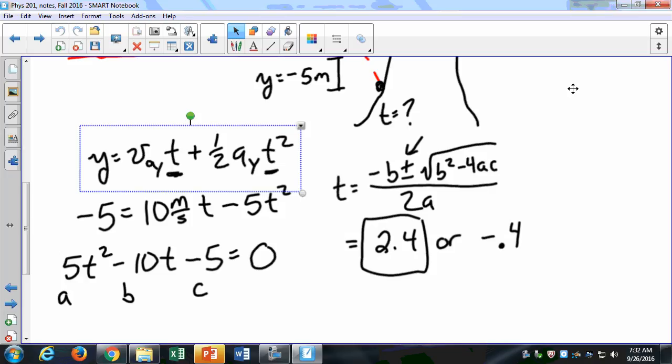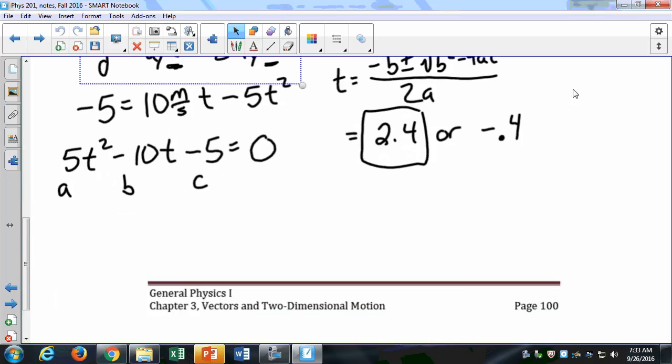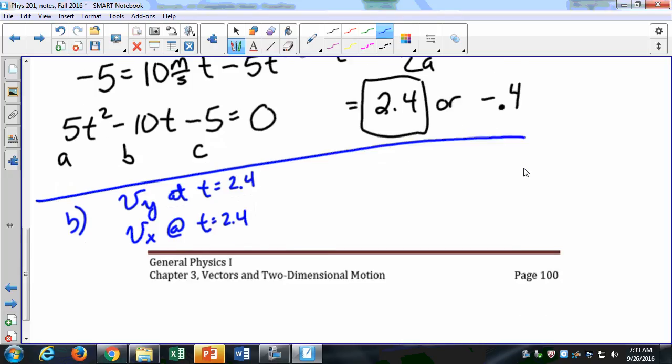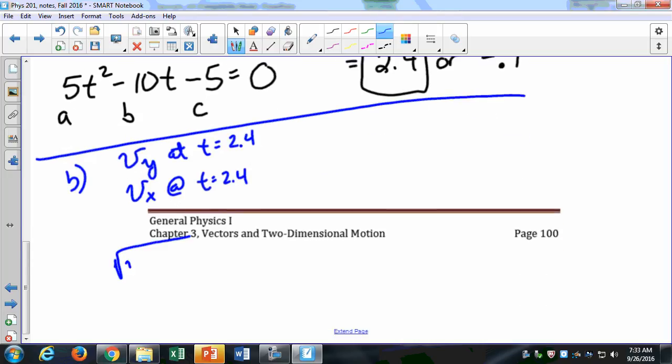Now the second part of this question asks, what is the velocity at this point? Since we know the time, this is fairly straightforward to do. We just calculate both the x and the y components of the velocity. So for part 2, or b, we want to know what is Vy at t equal 2.4, and then also what is Vx at t equal 2.4. Once we find Vx and Vy, we can do the square root of Vx squared plus Vy squared, and that'll give us our answer, which is the magnitude of the velocity, or the speed.